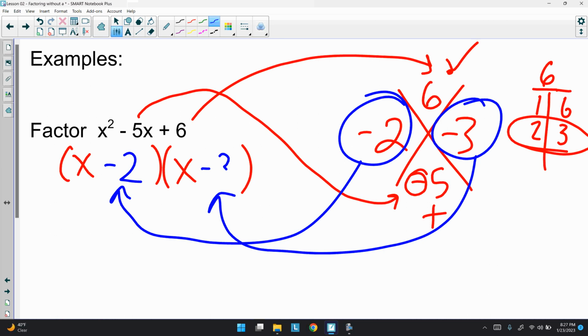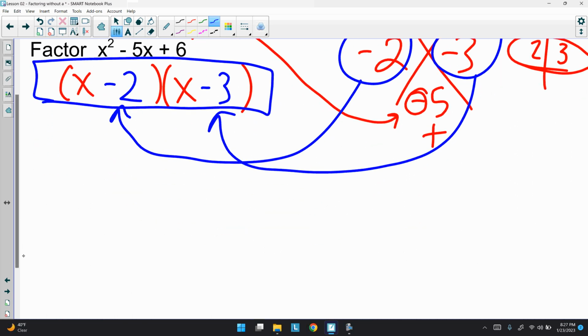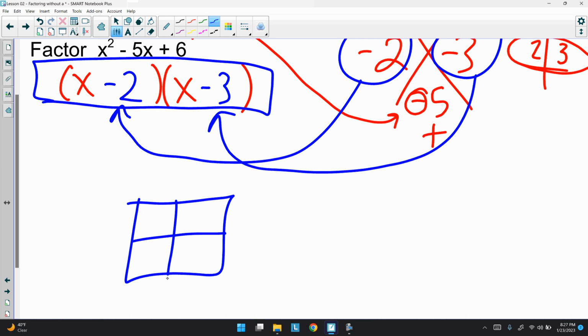And that is our answer. And again, to check your work, we can make boxes. I think the TV's still a little too loud. Maybe volume of 2. So, again, it's like we're using Punnett squares, the box method.